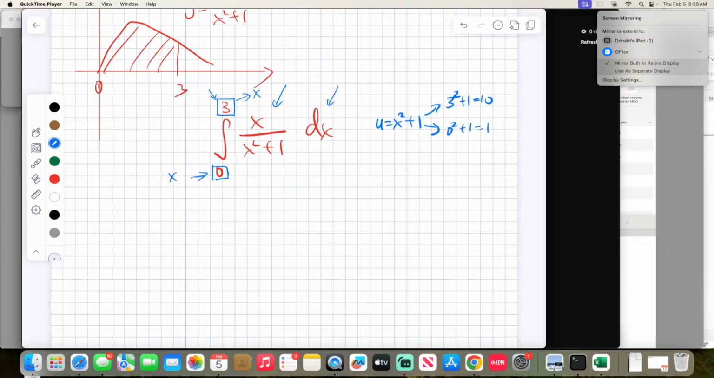Okay, so a monotonic sequence would look like this: a1 is less than a2, is less than a3, is less than a4, dot dot dot. This is strictly increasing. You could also be strictly decreasing.